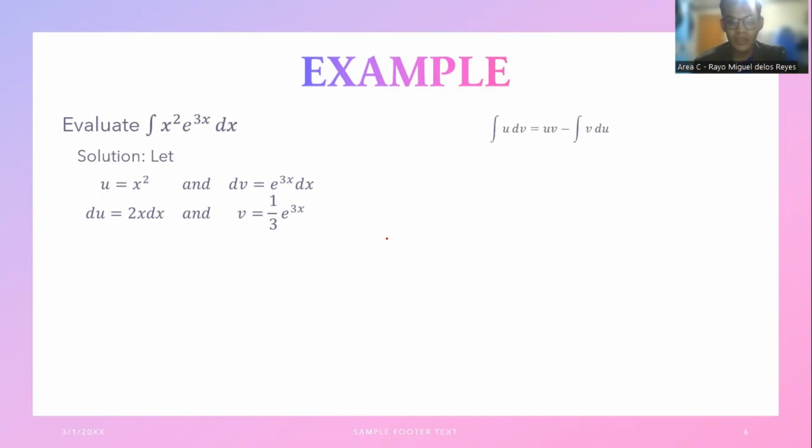Then, use the formula of integration by parts. Ayan, then substitute lang natin. We have the x squared times 1/3 e raised to 3x minus the integral of 1/3 e raised to 3x times 2x dx. And then simplify, magiging 1/3 x squared e raised to 3x minus the integral of 2/3 x e raised to 3x dx. Then labas lang natin, magiging 1/3 x squared e raised to 3x minus 2 over 3 times the integral of x e raised to 3x dx.